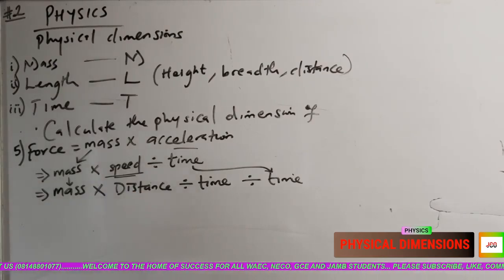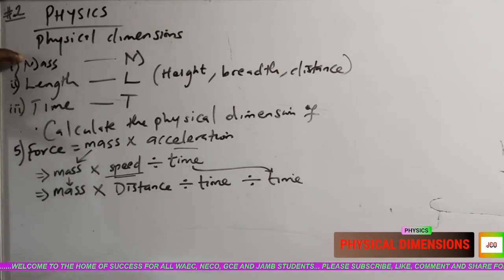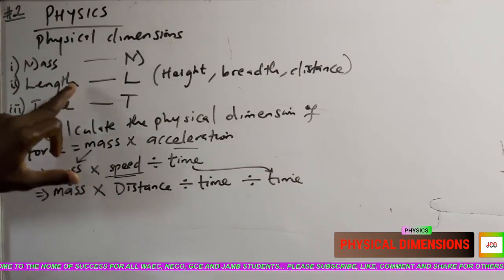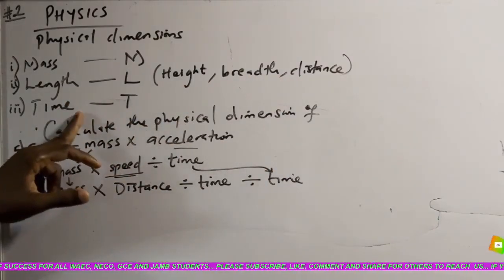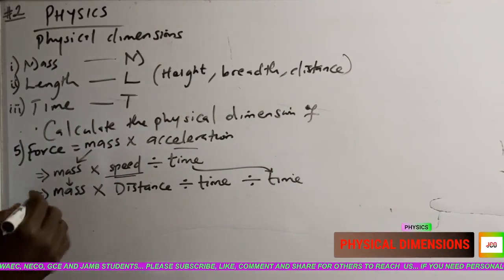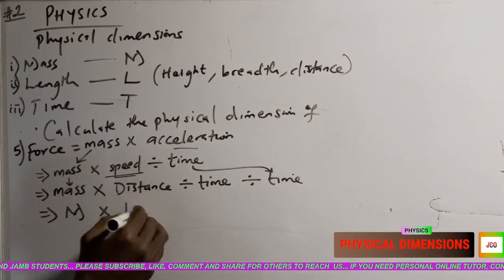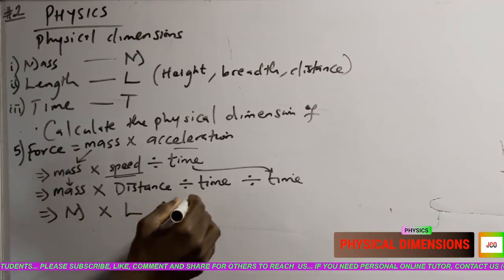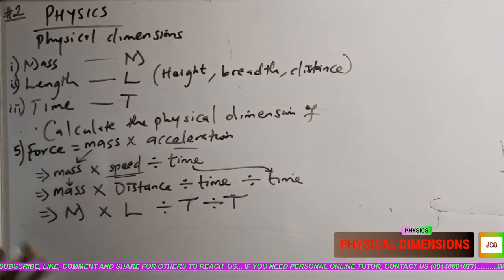Now look closely. Mass is among the physical dimension, number one. Distance is among the physical dimension, number two. Time and time, they are among physical dimension, number three. So I'm going to change them now. My mass is going to be capital M. My distance is capital L divided by my T, capital T, divided by my T, capital T. So the way I'm solving it like this on a straight line, it makes it easier.